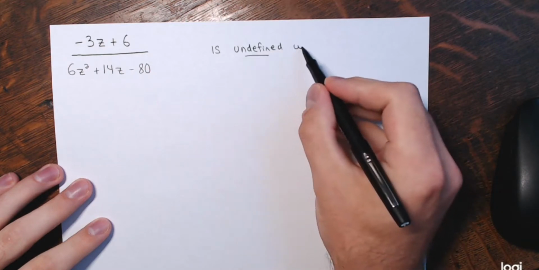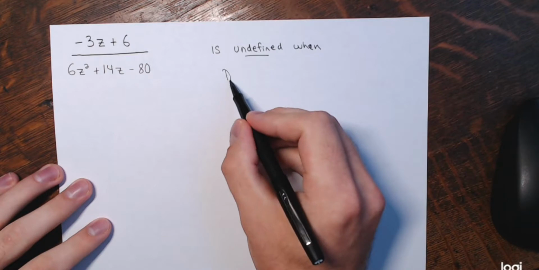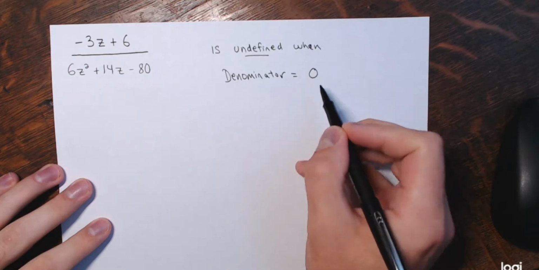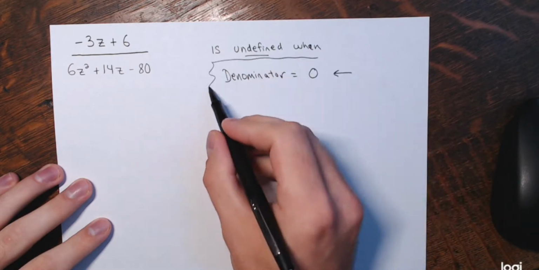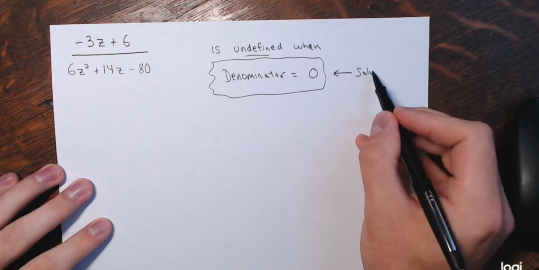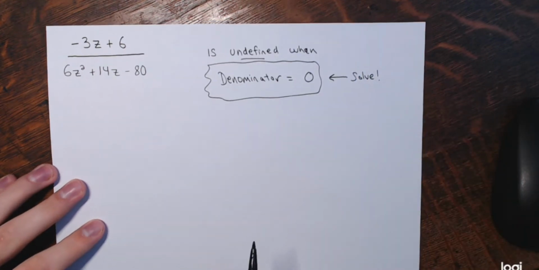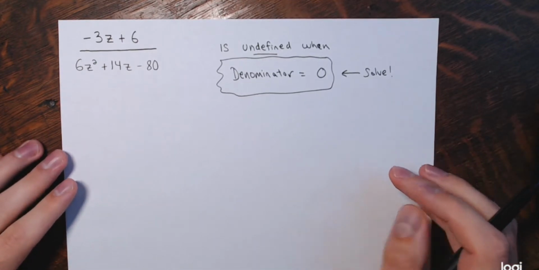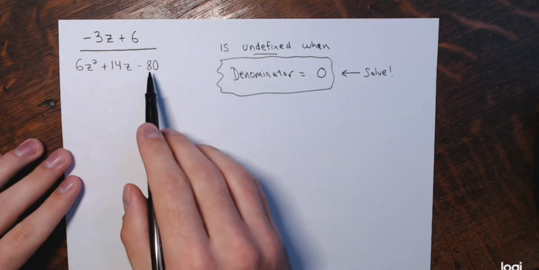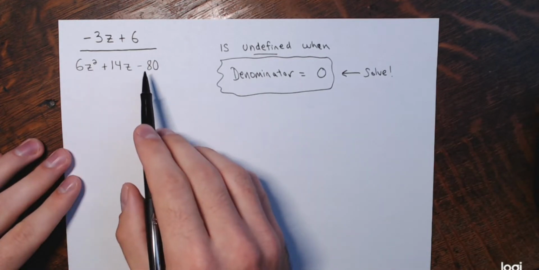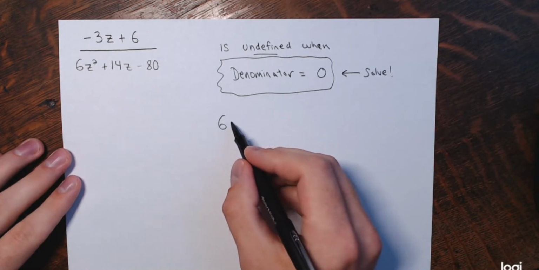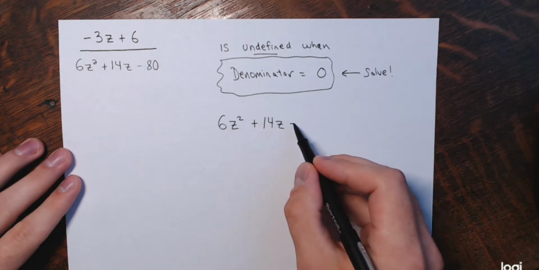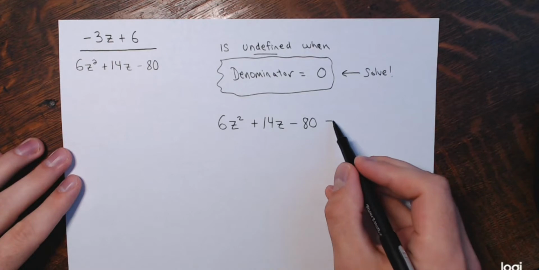It has no value when the denominator equals 0. So basically we're solving this equation, trying to figure out where the denominator is equal to 0. And this goes back to section 6.5 on solving polynomial equations by factoring. So I'm only focusing on the denominator. When is 6z squared plus 14z minus 80 equal to 0?